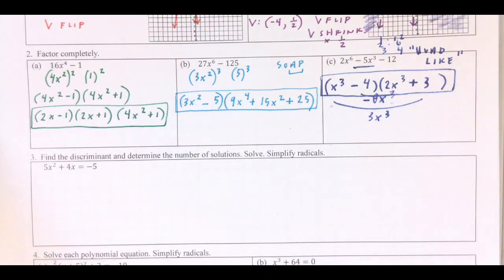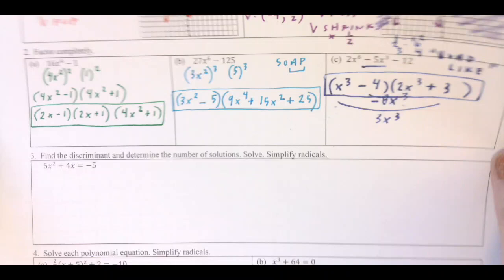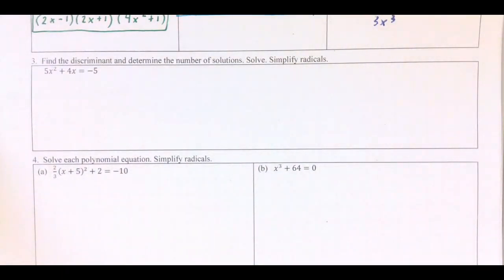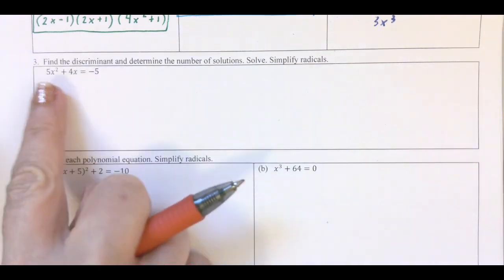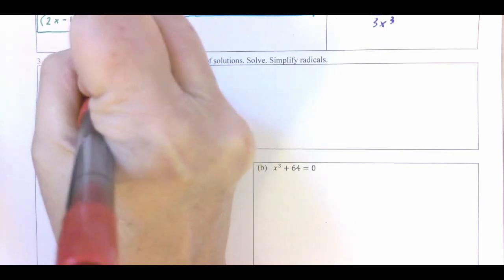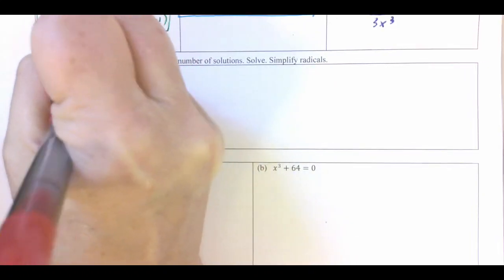All right, next I'm having you find the discriminant and determine the number of solutions. So the number and type of solutions. Then we'll solve it, and then we'll simplify our radicals, if we have any radicals. All right, so first off, I need my equation to be set equal to 0. So I'm going to add the 5 over.